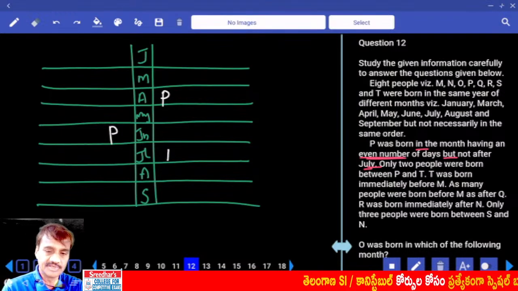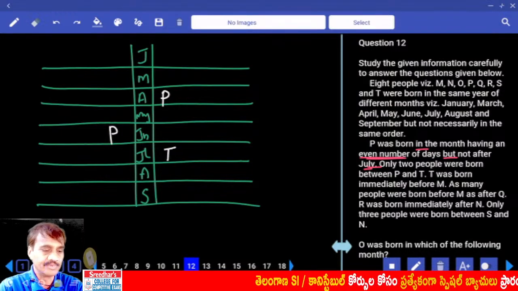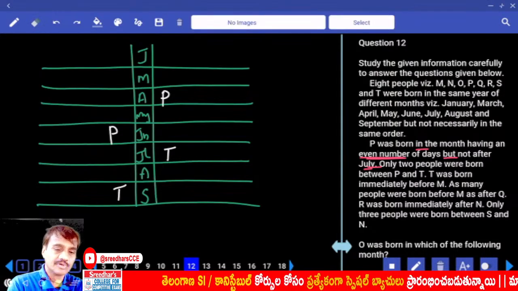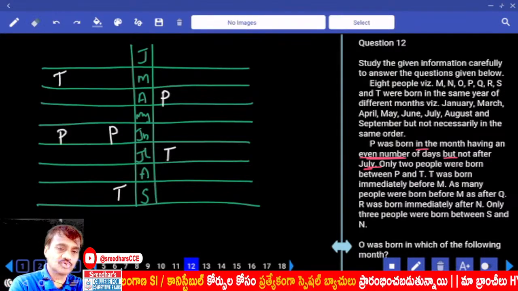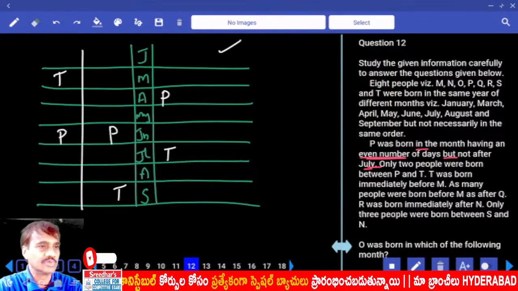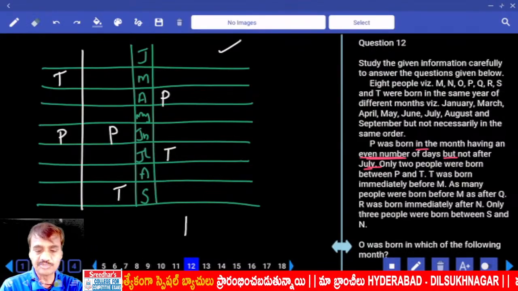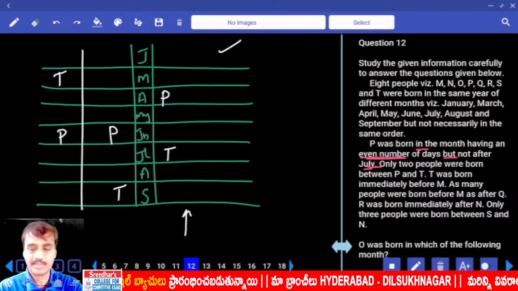Now, in between P and T, there are only 2 people here. Between P and T, how many people? 2 people. Now, P can be here, P can be here. There are 2 possible. Here, there is only 1 possible. In general, what we need to do? In general, when a single possibility comes, fix it there and try.